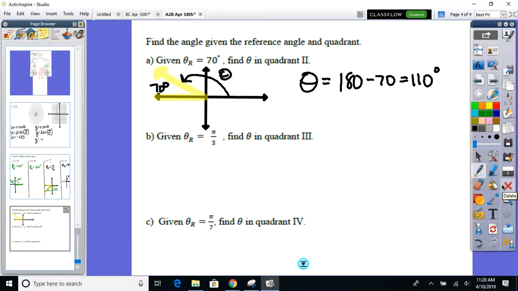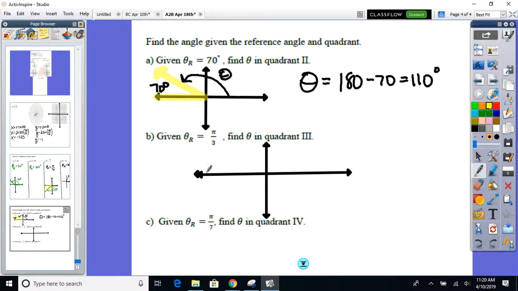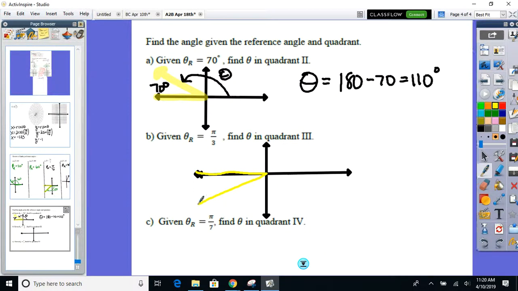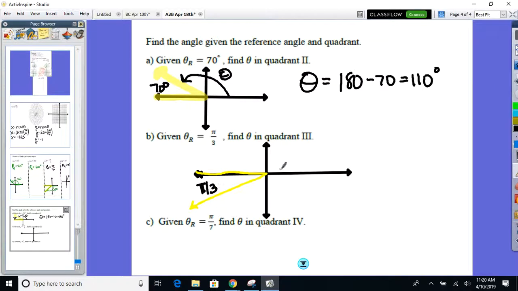Pi over 3 in quadrant 3. Hey, we're not converting either. I don't care that that's 60 degrees. You do not have to convert. I'm in quadrant 3. Ready? So here's my reference angle. X-axis, terminal side. That angle I just made is pi over 3. And I want to know what was the full angle in quadrant 3 here.